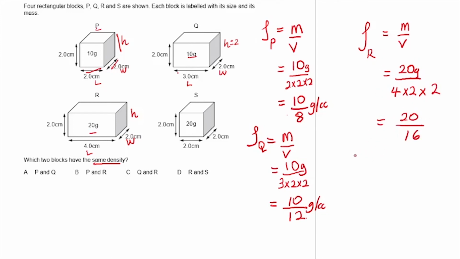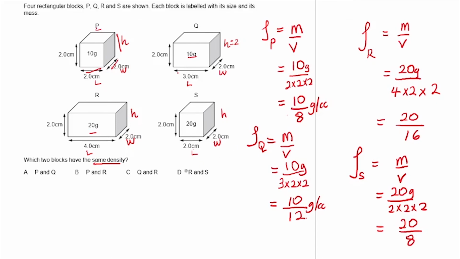Then we have the density of S. Density of S still is given by mass over volume. That's going to give us the mass, which is 20 grams. Divide that by the volume, which is length times width times height, which is 2 times 2 times 2. And we shall end up there with 20 divided by 2 times 2 is 4, 4 times 2 is 8. So from there, we have our four answers here.